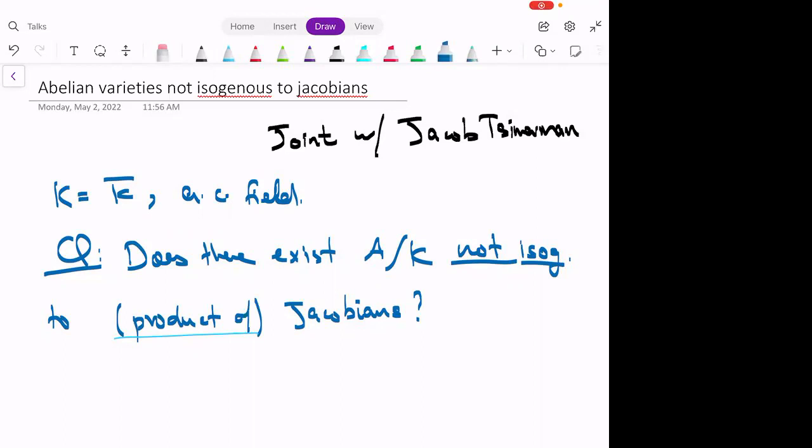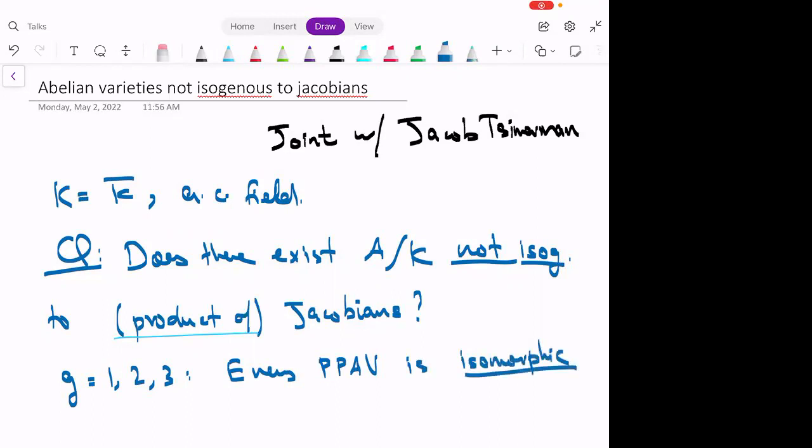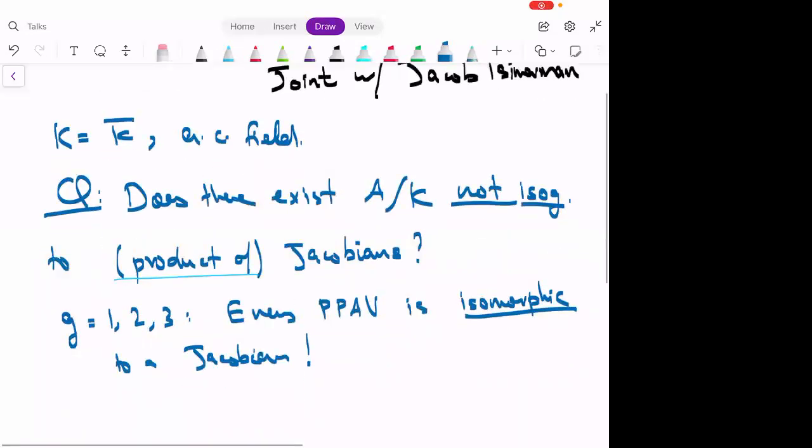All right. For small dimensions, if you take the dimension of your abelian variety to be 1, 2, or 3, then every principally polarized abelian variety is in fact not just isogenous but isomorphic to a Jacobian. And given that every abelian variety is isogenous to a principally polarized one, that answers the question very easily for small dimensions.